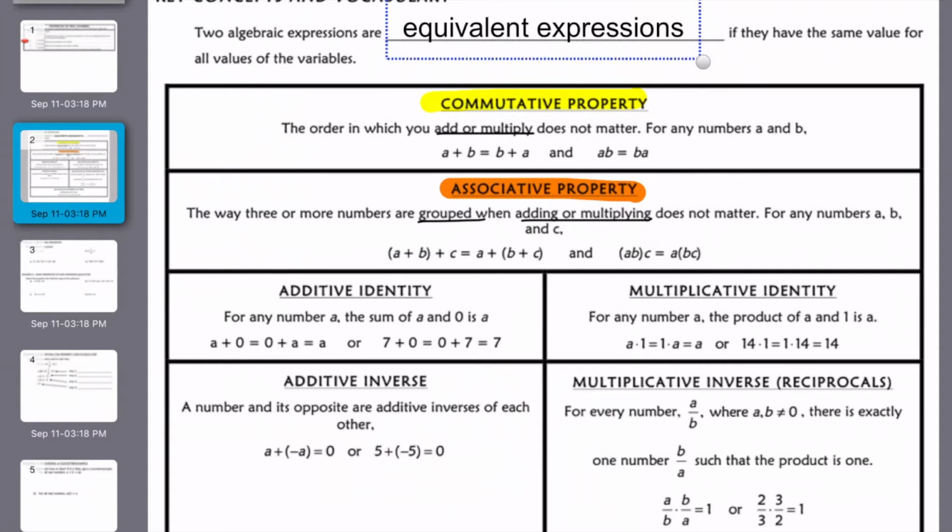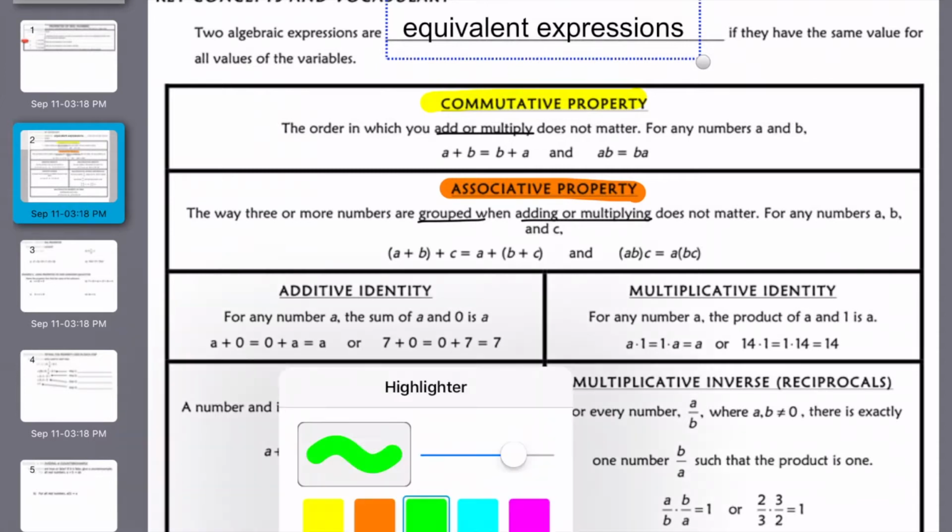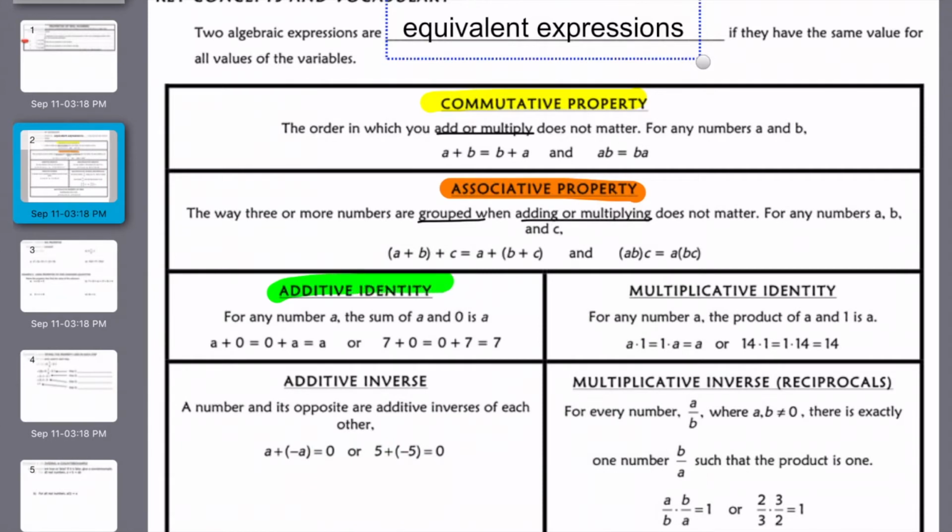Our additive identity. We get into identities now. The additive identity is essentially when we add a number plus 0, it's the same thing as that number. So for any number a, the sum of a and 0 is in fact a. The multiplicative identity is very similar, except this time it's multiplying by 1. So for any number a, the product of a and 1 is a.